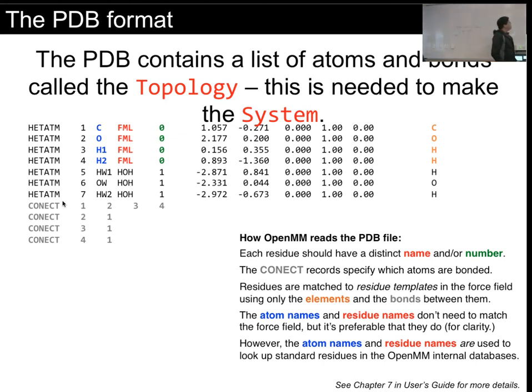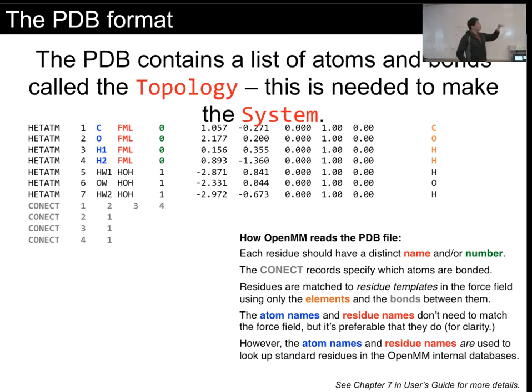And finally, the HETATM stands for heteroatom. That's the record that specifies any atom that is not part of an amino acid, essentially. And then CONECT, misspelled, specifies how the atoms are bonded. So where this says 1, 2, 3, 4, that really just means that atom number 1, which is carbon, is bonded to atoms number 2, 3, and 4.